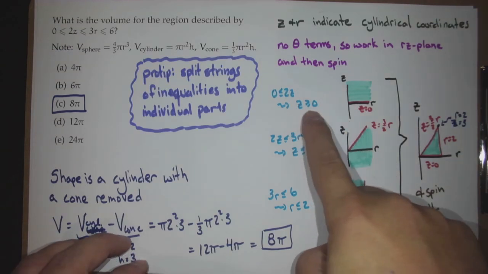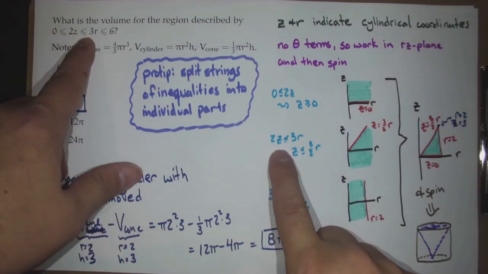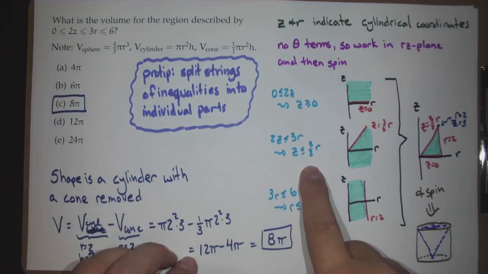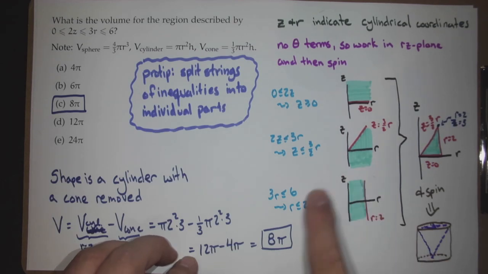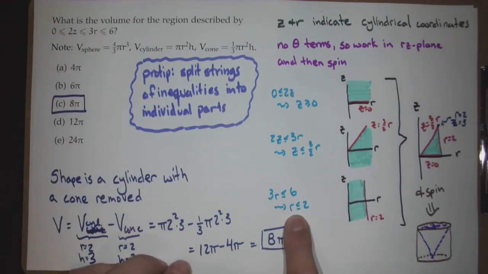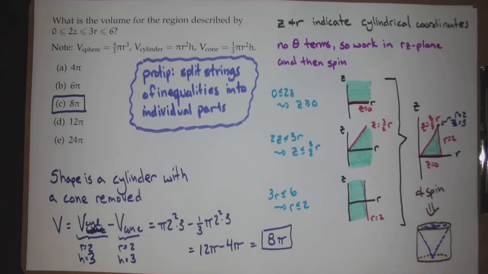So the first inequality says z has to be greater than or equal to 0. The second inequality, 2z less than or equal to 3r, says z has to be less than or equal to 3 halves r. So there's this line, z equals 3 halves r. We have to be below it. The last inequality, 3r less than or equal to 6, says r has to be less than or equal to 2, which means we have to be inside of there. Now you overlap these, and you get a triangle. That's your triangle in the RZ plane. To make your shape, you spin it around your z-axis, and now we have a solid.